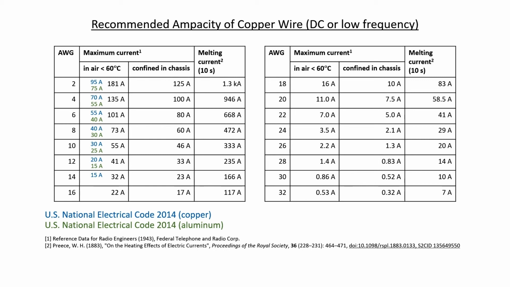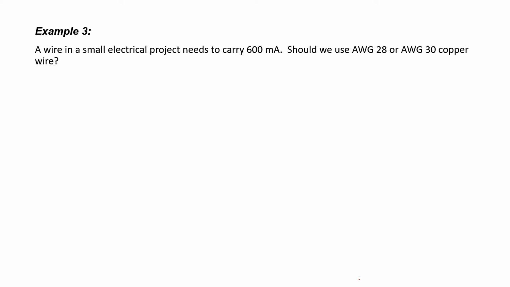The reason for that is because for any particular wire gauge, the resistivity for aluminum is going to be a little bit higher than the resistivity for copper. Let's look at a simple example here.